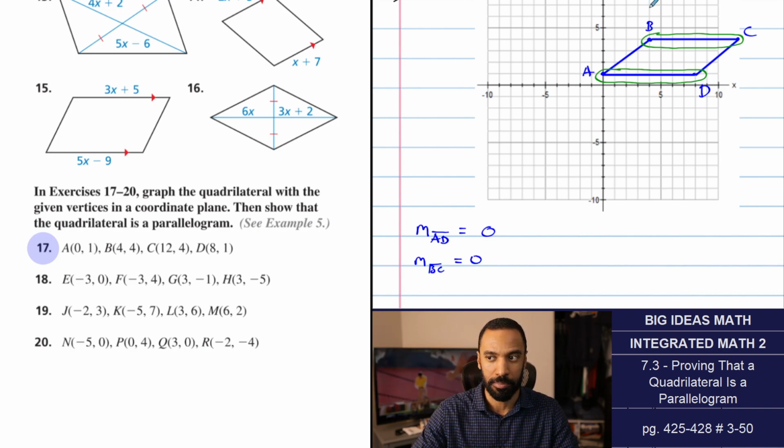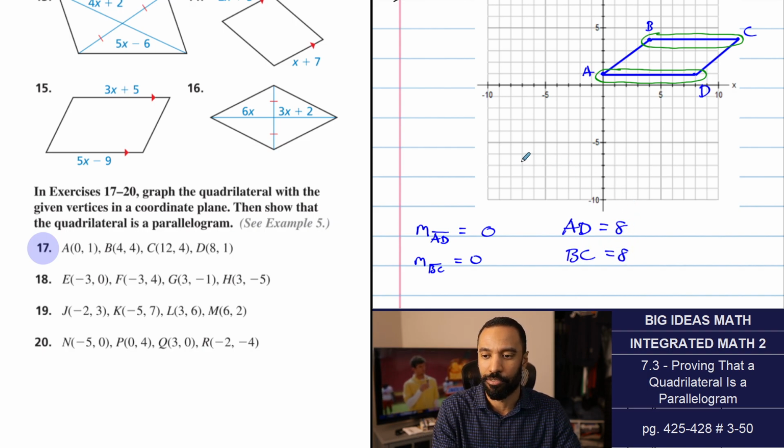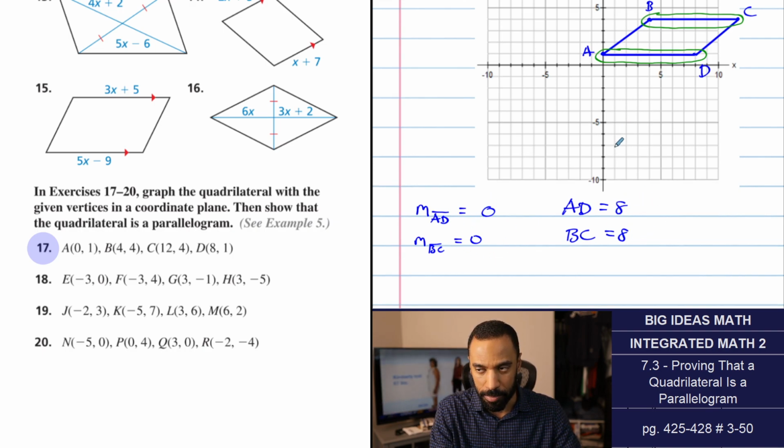This one can literally be counted and you're done. 1, 2, to 8, right? 0 to 8. And this goes from 4 to 12. So 1, 2, 3, 4, 5, 6, 7, 8. So 4 to 12 there. So the length of AD is 8. The length of BC is 8. This is therefore a parallelogram. Same slope, same length for the same segments, opposite each other.